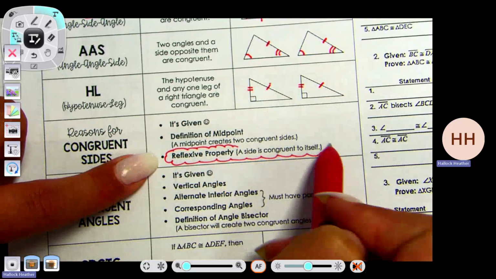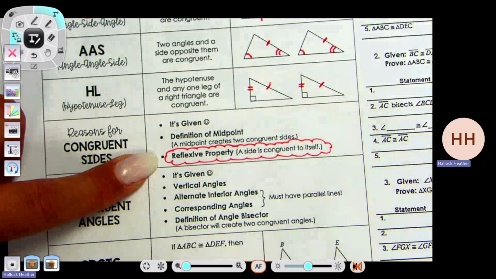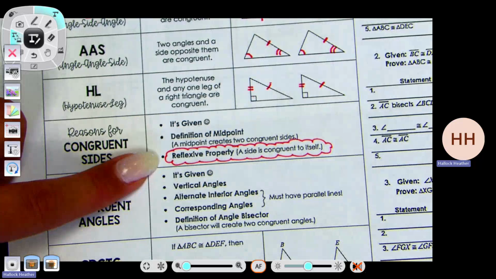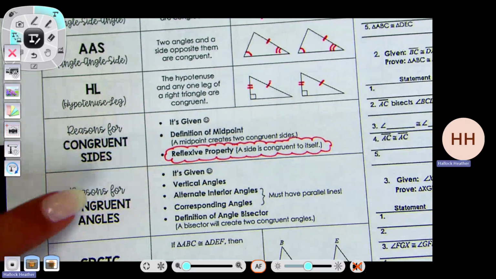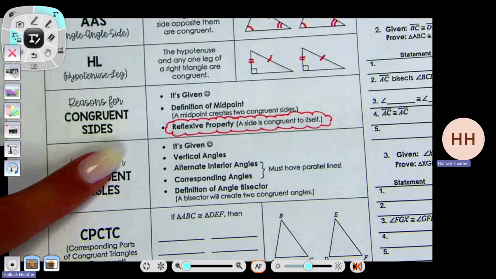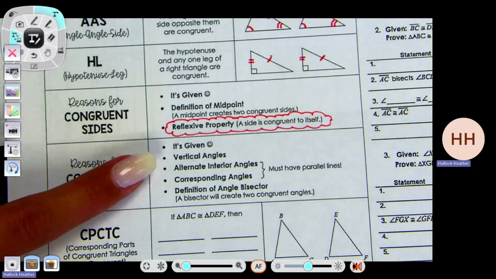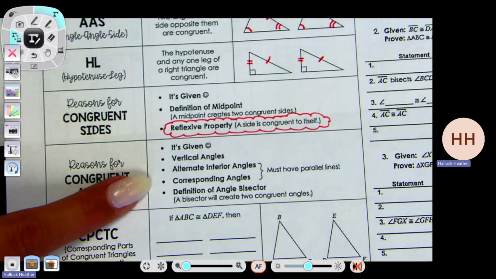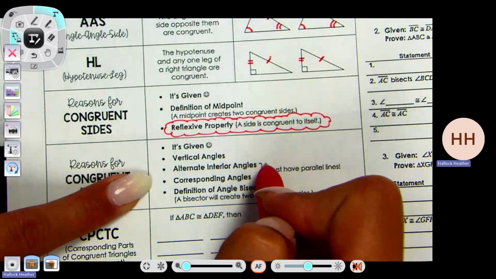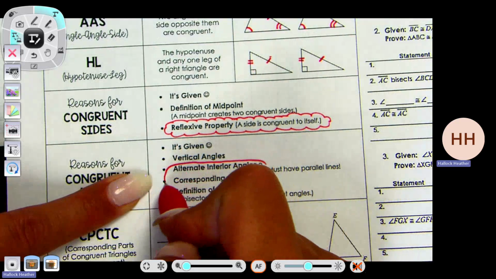If they share a side, and if you think about it, geometry is kind of like common sense. If you share a side with something, like a triangle shares a side with another triangle, then that side would have to be the same because it's on both triangles. That's reflexive. Congruent angles. If it's given, then obviously it's congruent. Vertical angles are when it crisscrosses. That's whenever it kisses. And then there also are these ones. These are from chapter 3. We're bringing back old stuff.